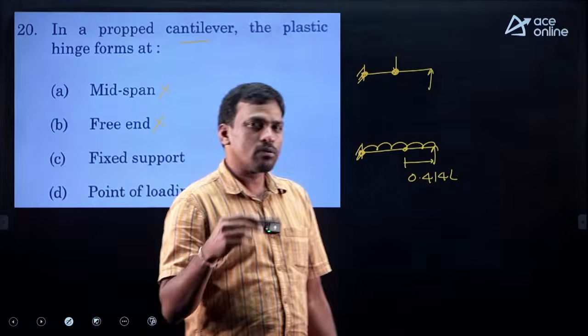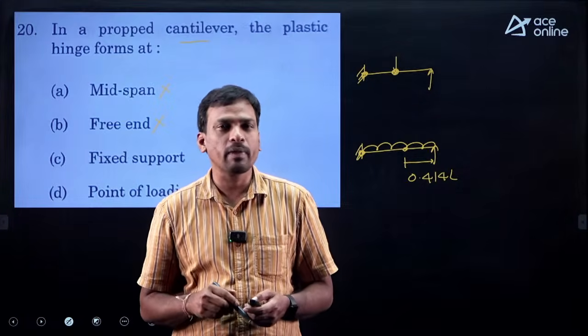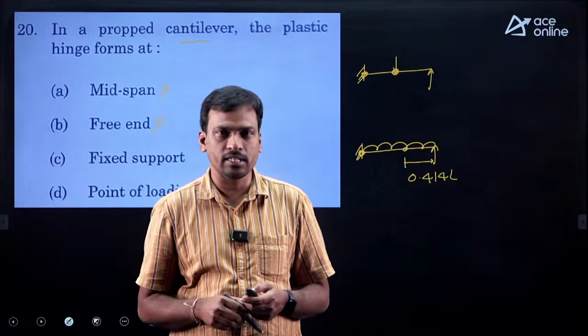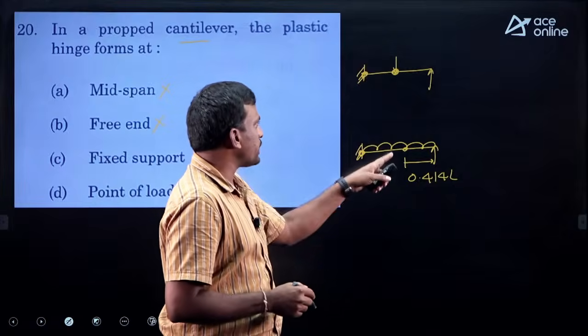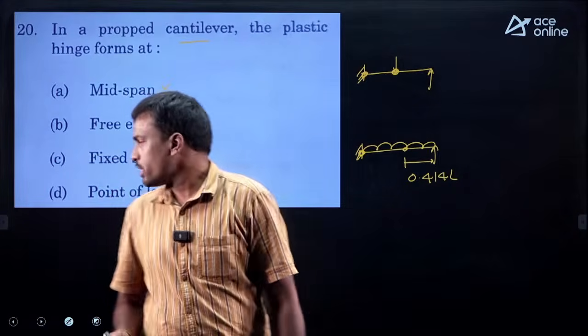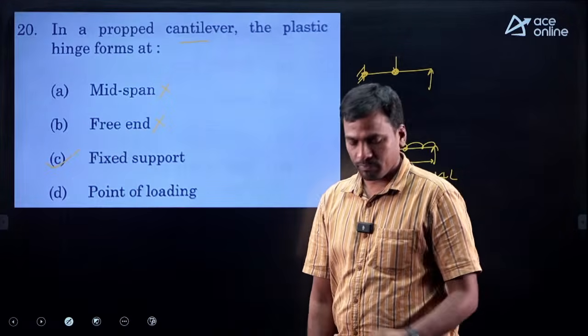Okay, but we have a sequence of plastic hinges, right? Where bending moment is maximum, there the first plastic hinge will form. If you find the elastic bending moment for both the loadings, at the fixed support you will get the maximum bending moment. So we can say fixed support, option C.